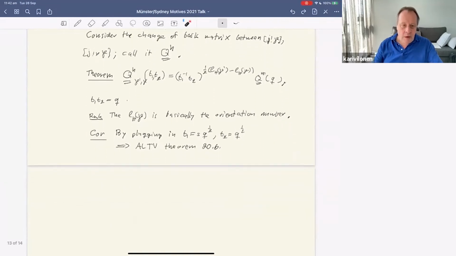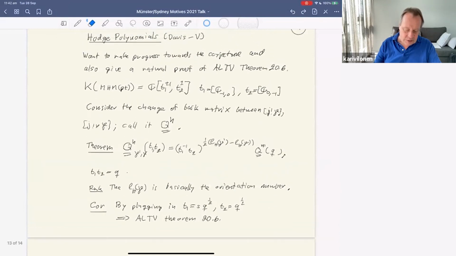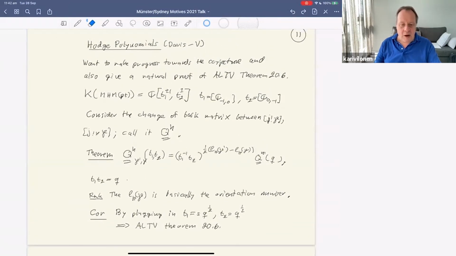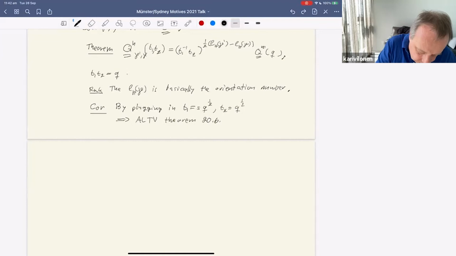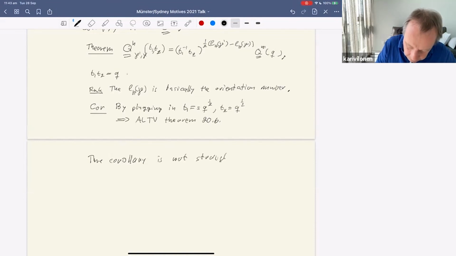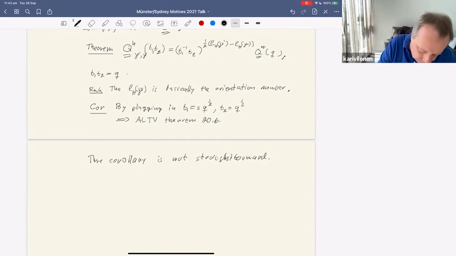Okay, that's all I have written, and I have 3 minutes left. I should say something about this corollary. The corollary is not straightforward. Oh, my handwriting is terrible. The reason is the polarization.